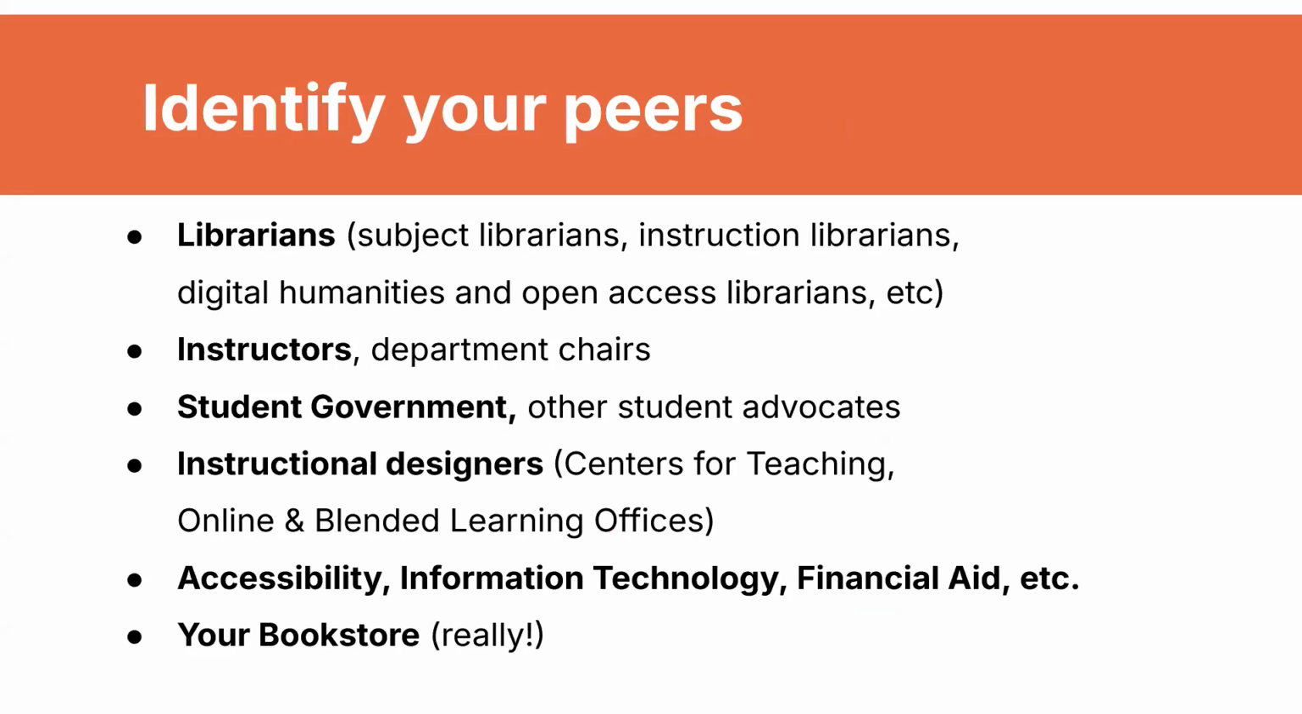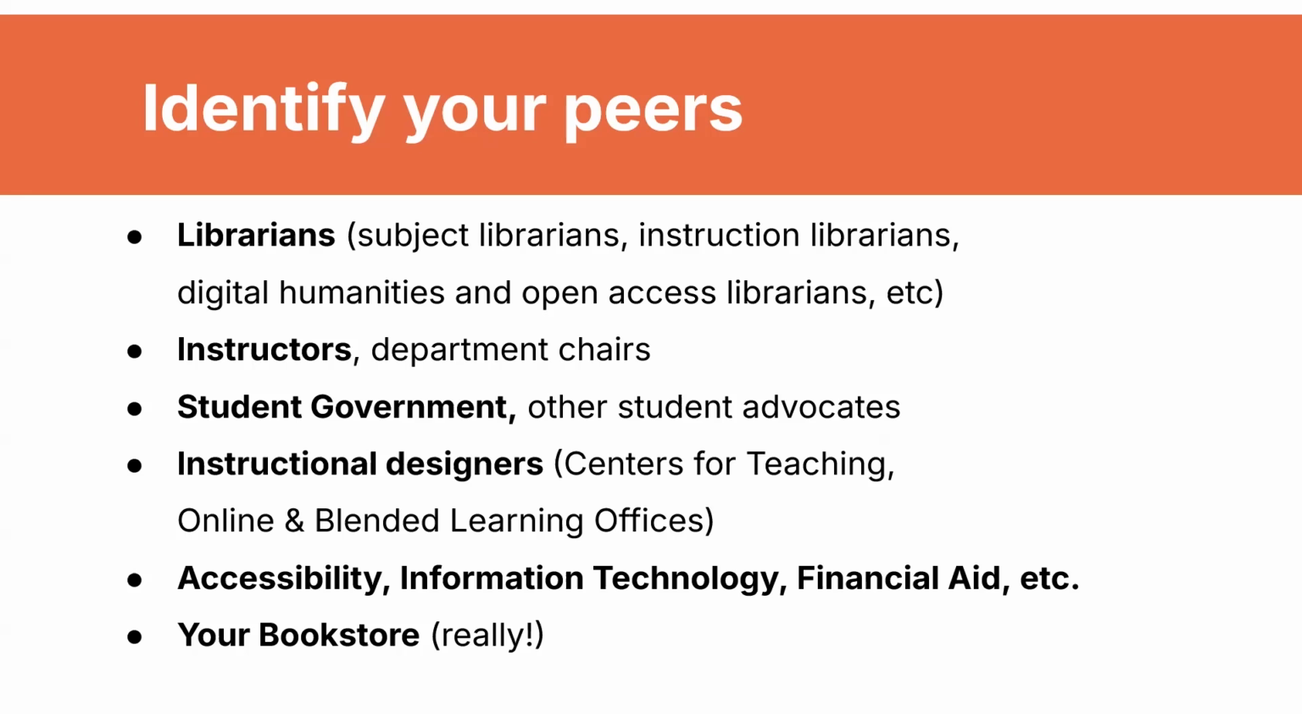After you figure out where the easy places to go are, then you want to start identifying your peers. So this can be librarians, subject librarians, instruction librarians, digital humanities, and open access folks, anyone who has a potential interest in open ed, instructors, department chairs, and other people who are doing the work of education and might be interested in partnering in this work.